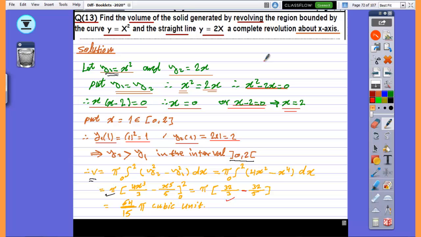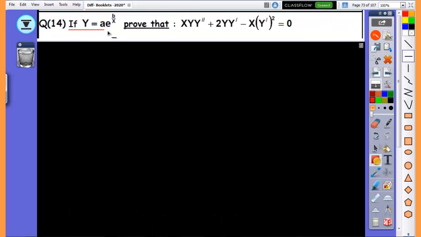Next question is question number 14. If y equals a e power b over x, prove that x y y double dash plus 2y y dash minus x y dash all square equals 0.